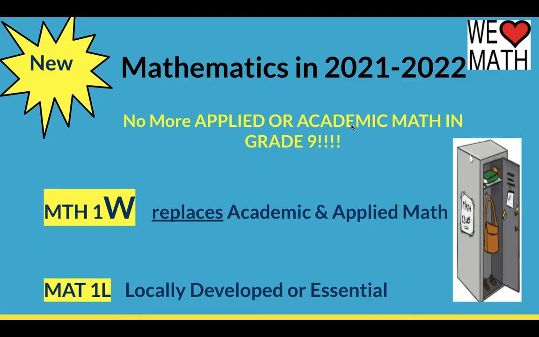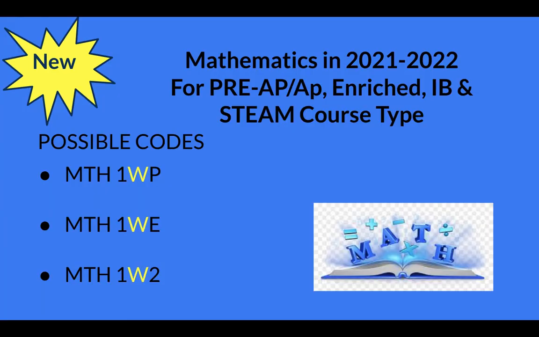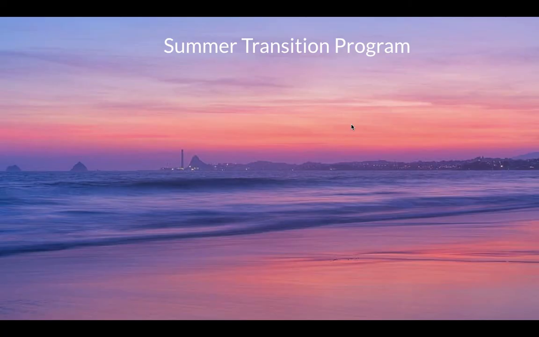All right. So just a reminder, no more applied or academic math in grade 9. The MTH1W replaces academic and applied. Locally developed or essential still stays the same. It's an L, okay? And then, like I just mentioned, in the course codes, the last digit or letter will be different depending on your specialty course.